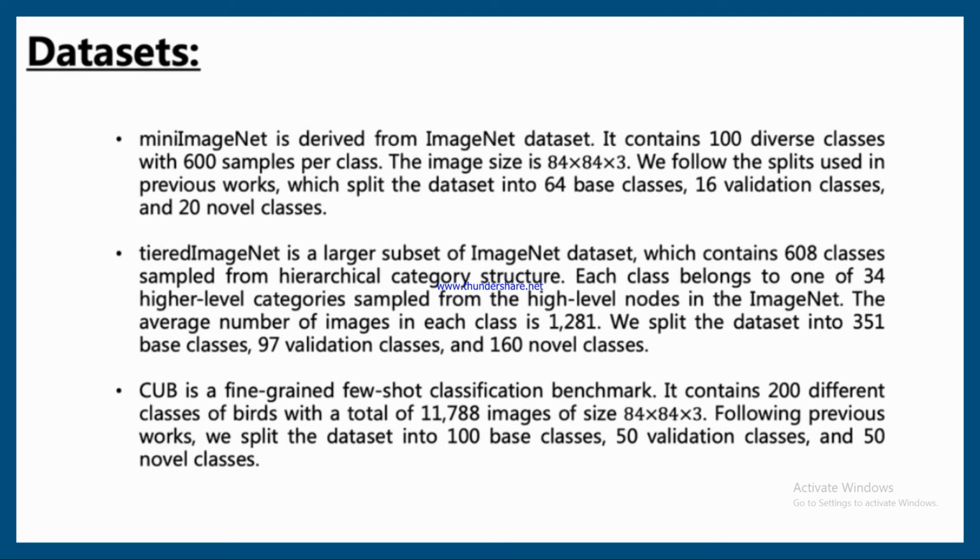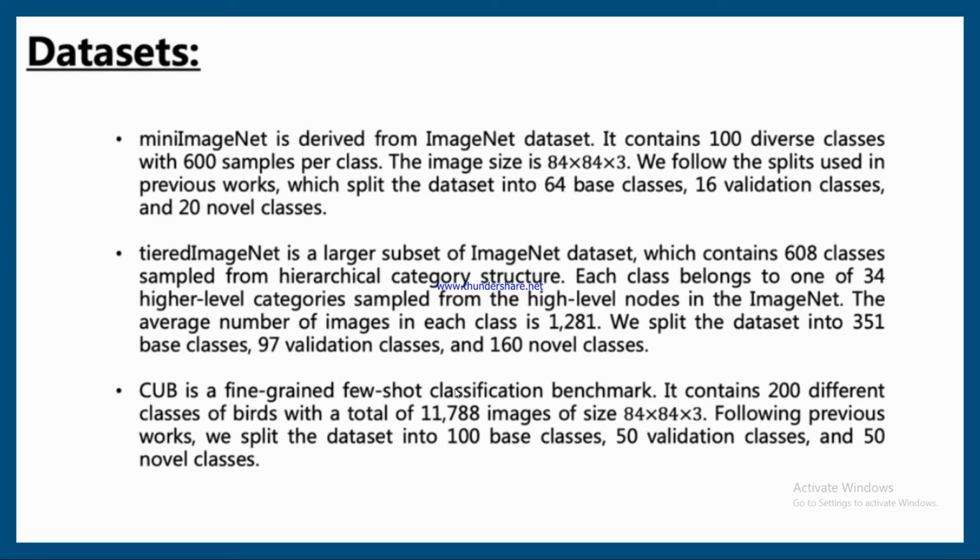The datasets they have used for this calibrated distribution: the first is miniImageNet, the second is tieredImageNet, and third is CUB. The miniImageNet is derived from the ImageNet dataset, and it contains 100 diverse classes with 600 samples per class, and the size of the image is 84 by 84 by 3. And the tieredImageNet dataset is a larger subset of the ImageNet dataset. So these are different subsets derived from ImageNet only. It contains 608 classes sampled from the hierarchical category structure. Each class belongs to one of the 34 higher level categories. So this is about the datasets.